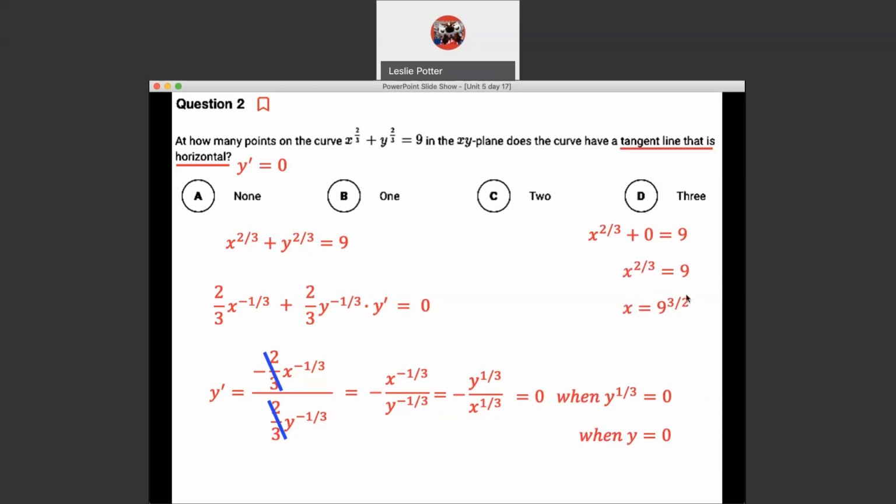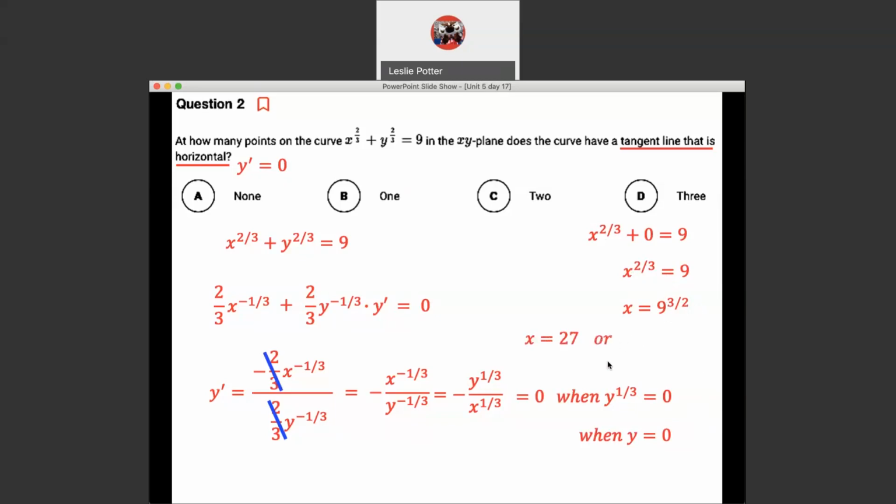So let's think about what this means. The half power means the square root of 9, and the 3 means cube it. The square root of 9 is 3, and when we cube 3, we get 27.